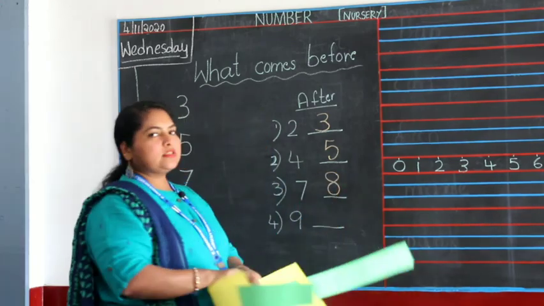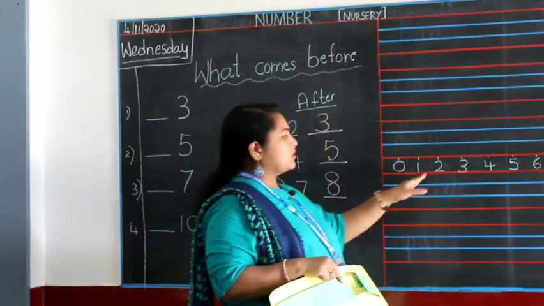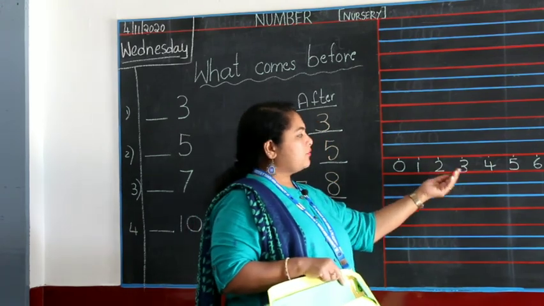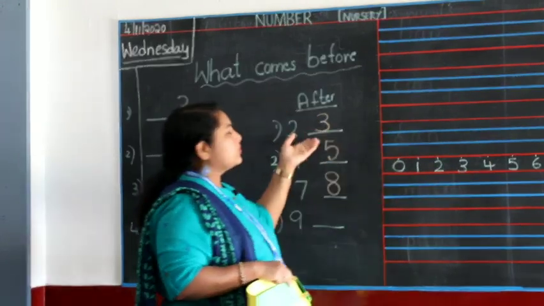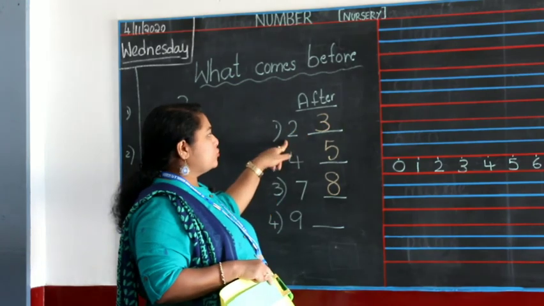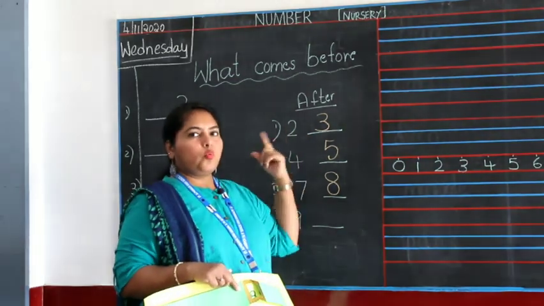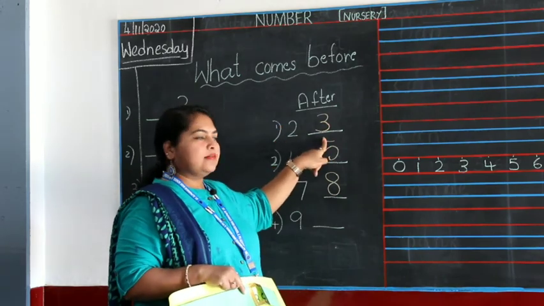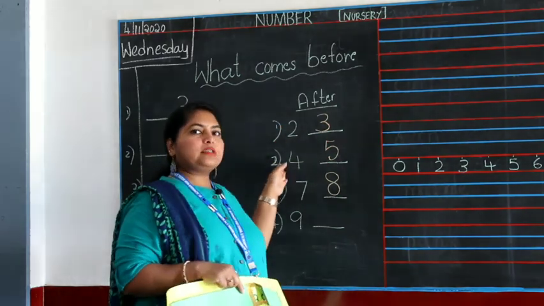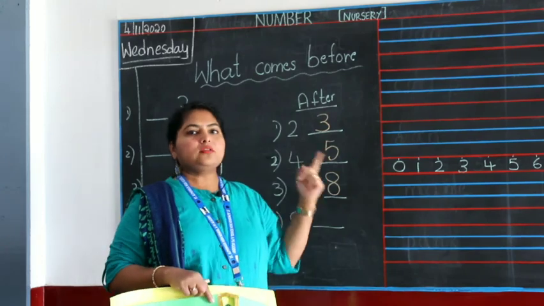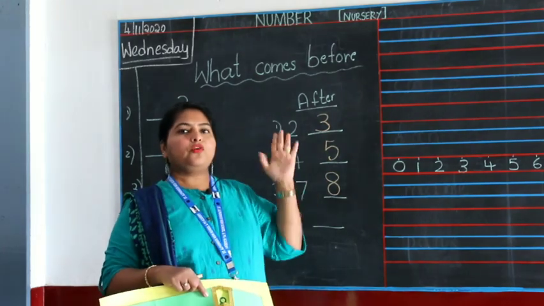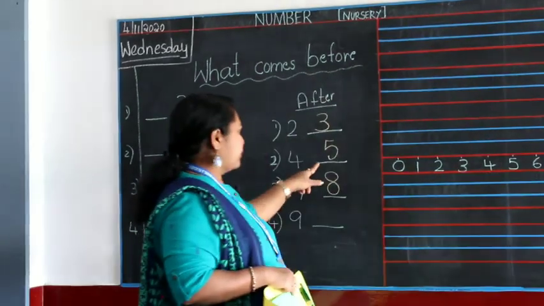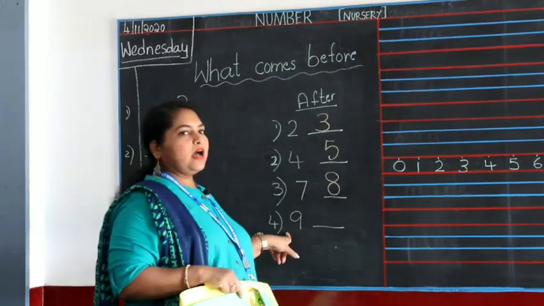Okay. So when you say the numbers 1, 2, 3, 4, the number that comes after each number is what you have to write. So when you get 2, what comes after 2? 1, 2, 3. That's what you're writing here. When you say 4, what comes after 4? 1, 2, 3, 4, 5. So there's 5 on your number line. You wrote 5. Now we're going to 9.